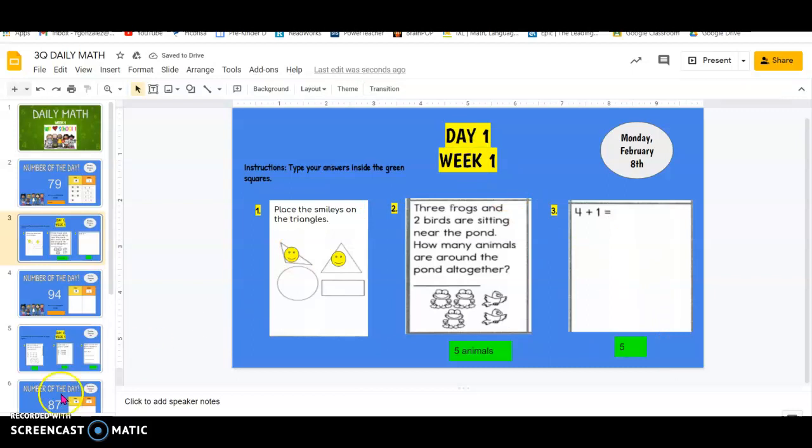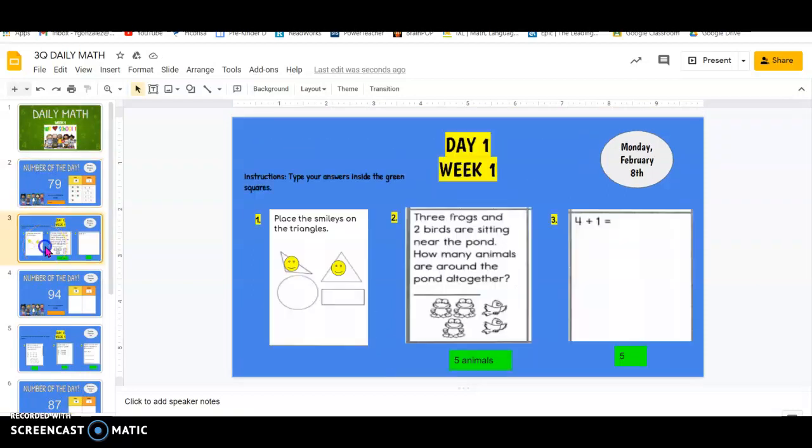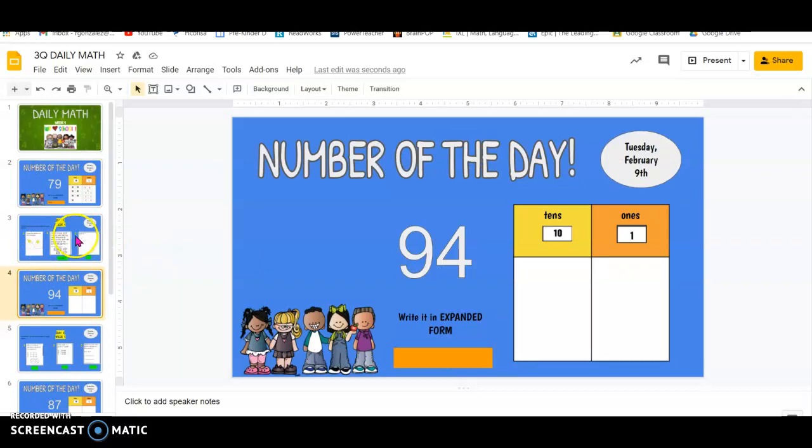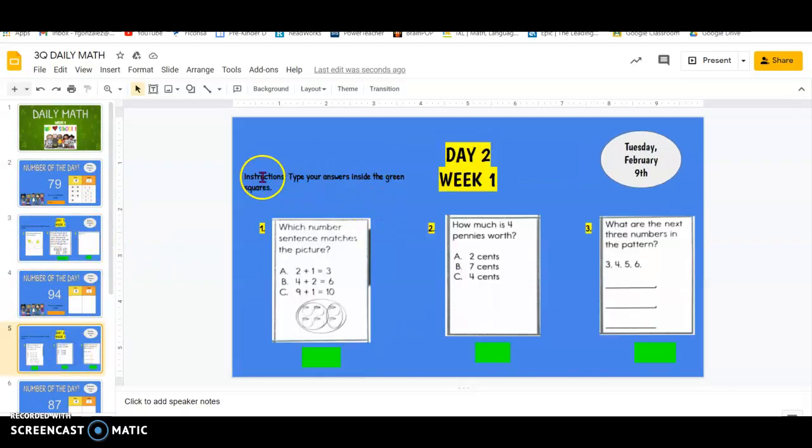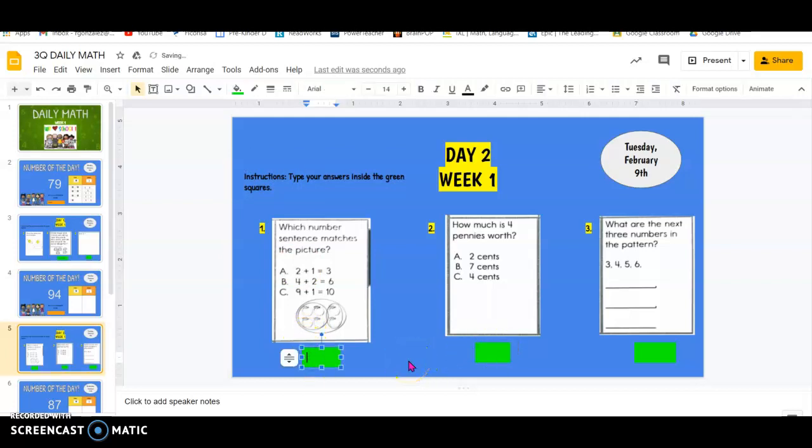And that's what you're going to do for your daily math. Make sure you only do one day. Look, this is number of the day, and this is day 1. This one is for the next day, so you are not going to do it, okay? You also have to read the instructions always. Type your answers inside the green square. So you need to click on the green squares and you need to type them.